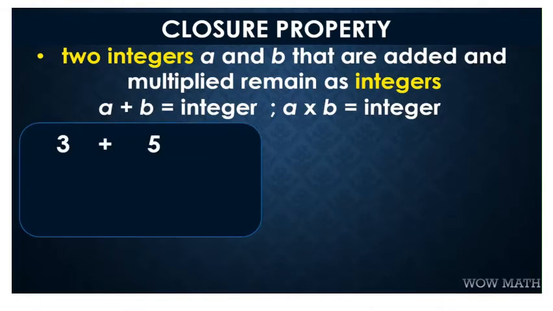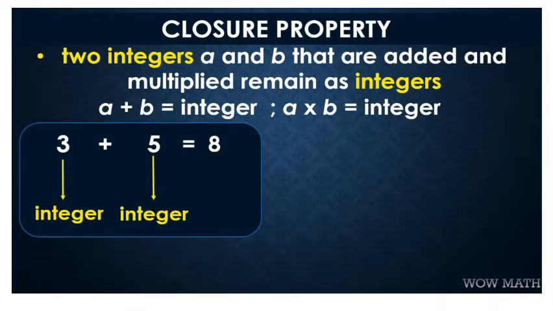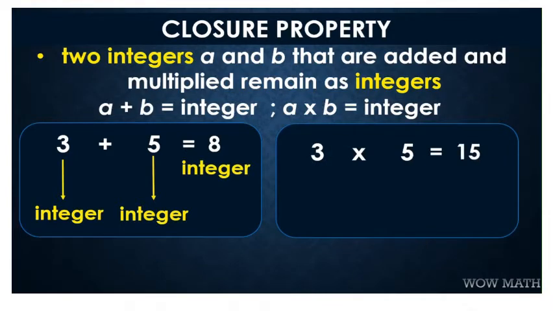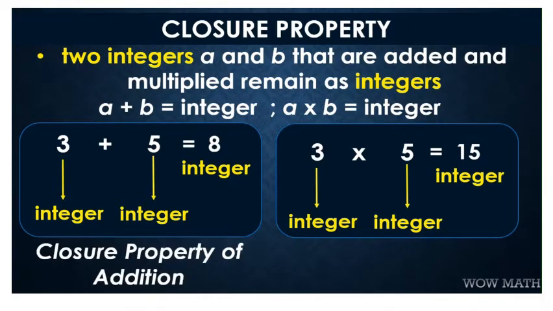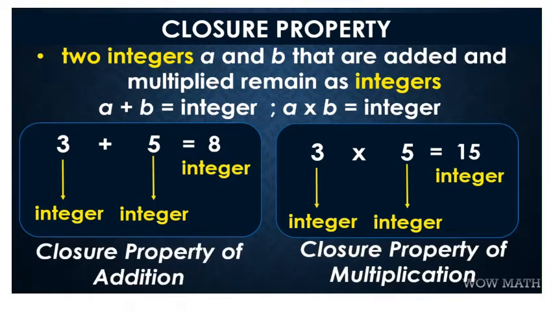Let's have an example. If I have 3 plus 5 is equal to 8, we all know that 3 is an integer, 5 is an integer, and the sum is also an integer. Now, for multiplication, 3 times 5 is equal to 15. 3 is an integer, 5 is also an integer, and 15 is also an integer. Therefore, closure property is true under addition and multiplication. Therefore, we have closure property of addition and closure property of multiplication.